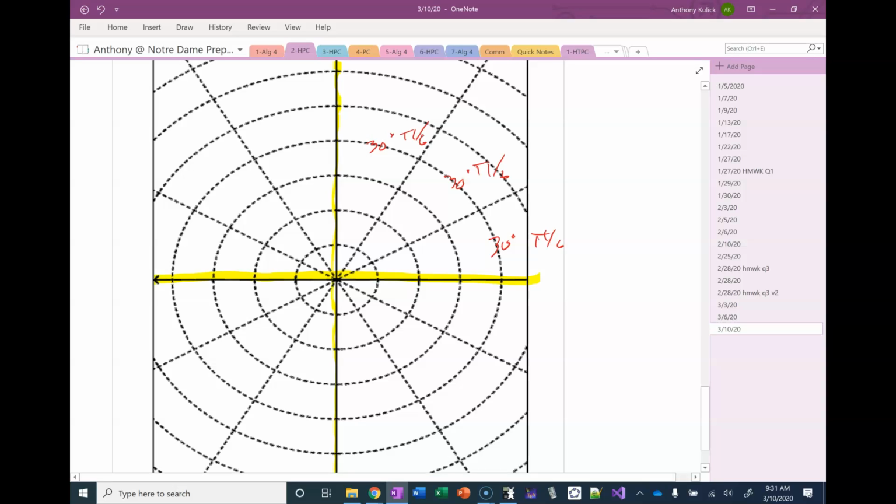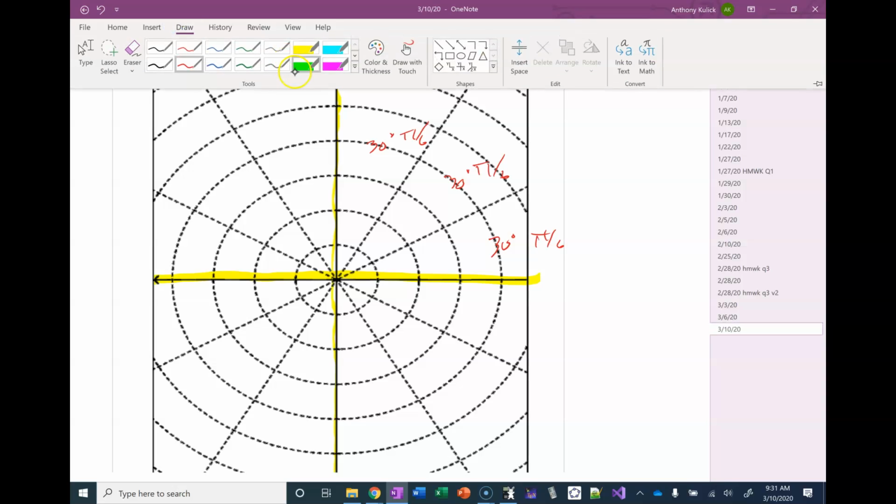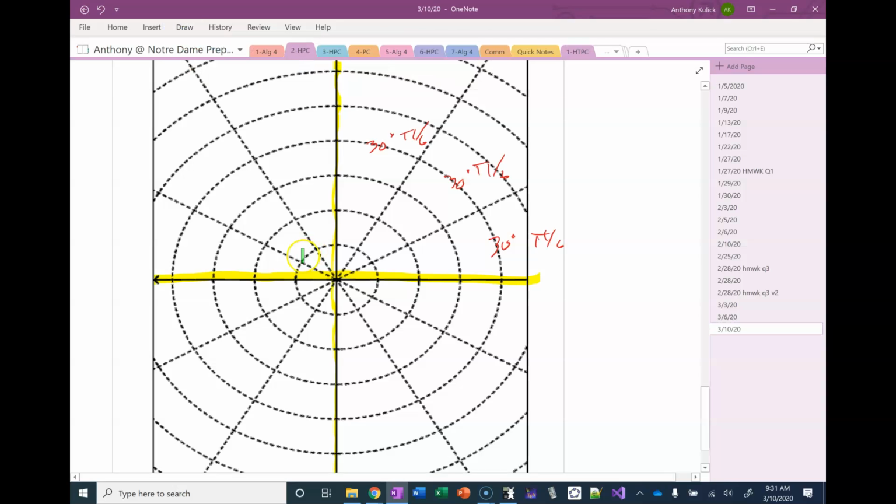So if you look at each of these circles, this first circle is like our standard unit circle, right? The radius there is 1.